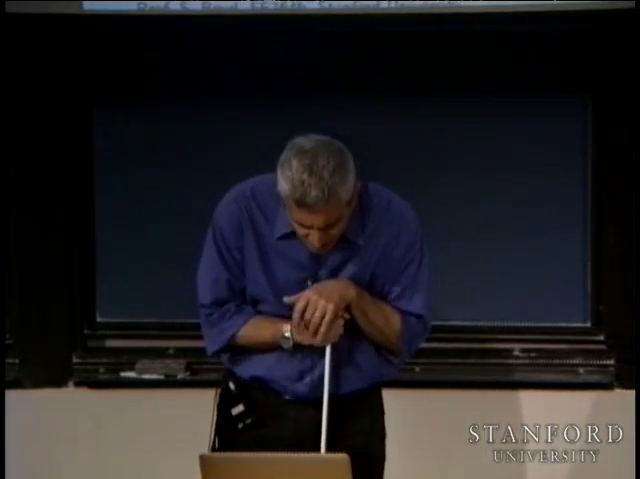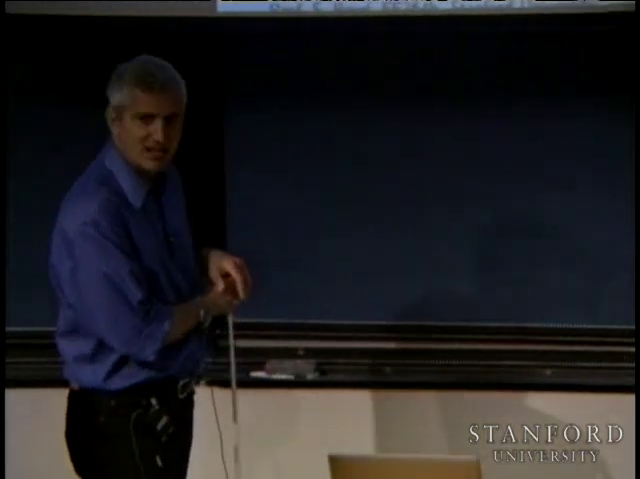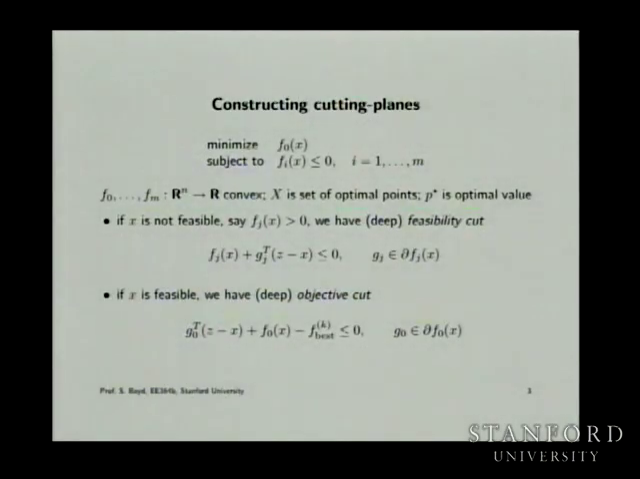Now for constructing cutting planes, I think we've actually looked at a bunch of this before, but we'll go over it anyway. If you have an inequality constraint problem, then you do the following. If X is not feasible, you choose any violated constraint and add a deep cut. If it's feasible, you can do a deep objective cut. The deep objective cut is given by: you maintain the best value found so far, and you add this there. So that's a deep objective cut.